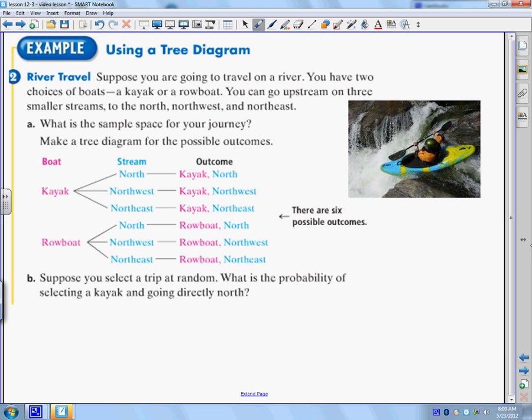Next, it's going to show you how to make a tree diagram. So write this in your notes, tree diagram. And here is a really good example.